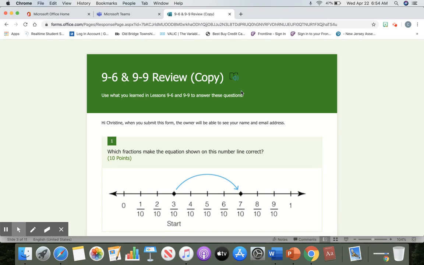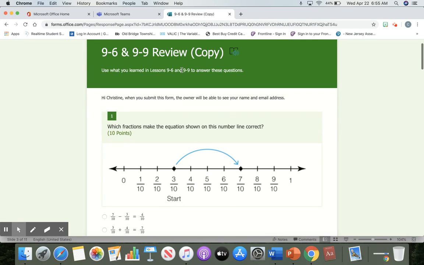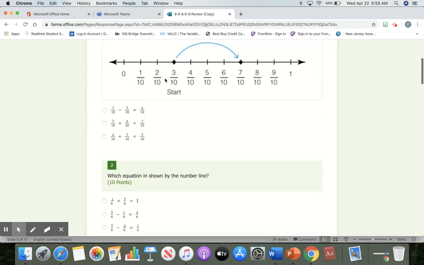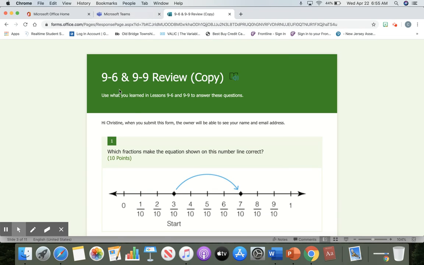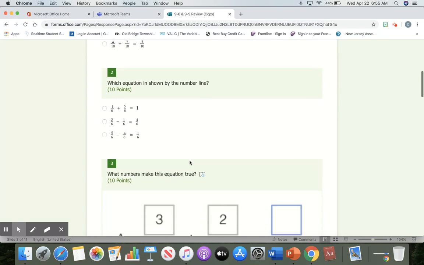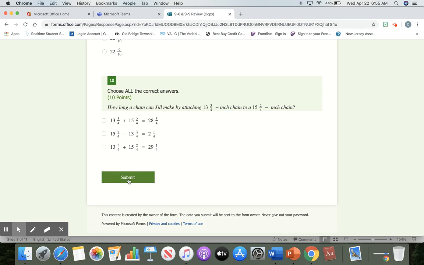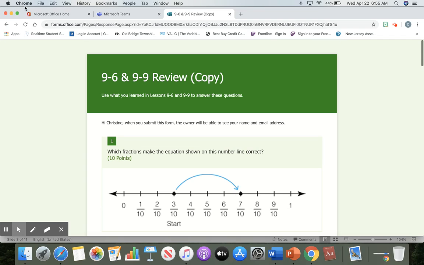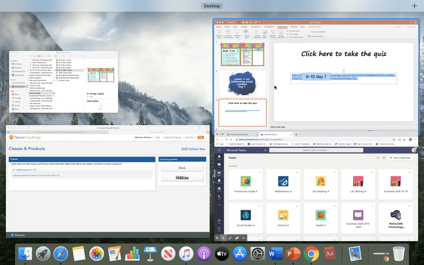If this doesn't work, I am going to have this shared and posted for you in your email. It's also going to be posted on the main page, so please make sure that you look for that link to fill this out. It says, "Hi, Christine," when you submit the form, and you scroll through, select your answers, and hit submit at the end. As long as you're logged into Microsoft Teams or Microsoft Office, if you click the link, it should be logged in as you. So go ahead and take that quick quiz.